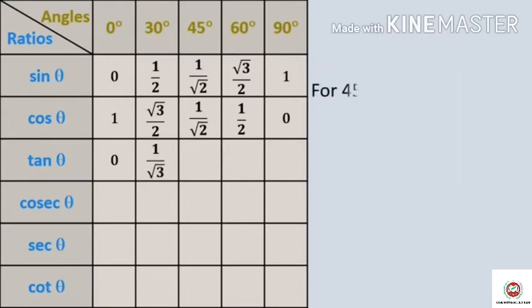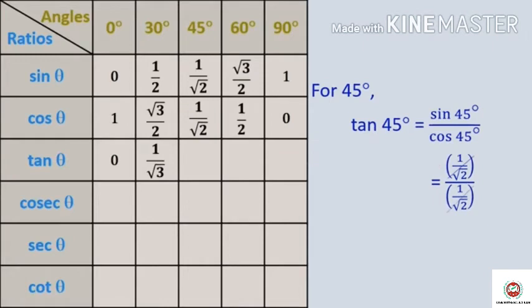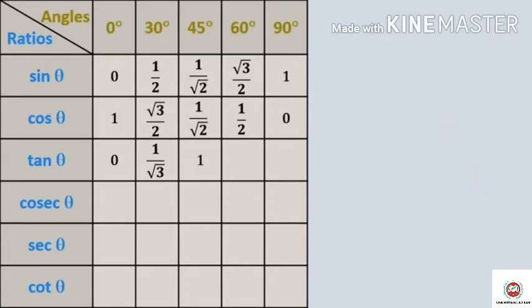Then tan 45 degree equals sin 45 degree divided by cos 45 degree, and this will be 1 by root 2 divided by 1 by root 2. So we obtain 1. So tan 45 degree, the value obtained is 1.